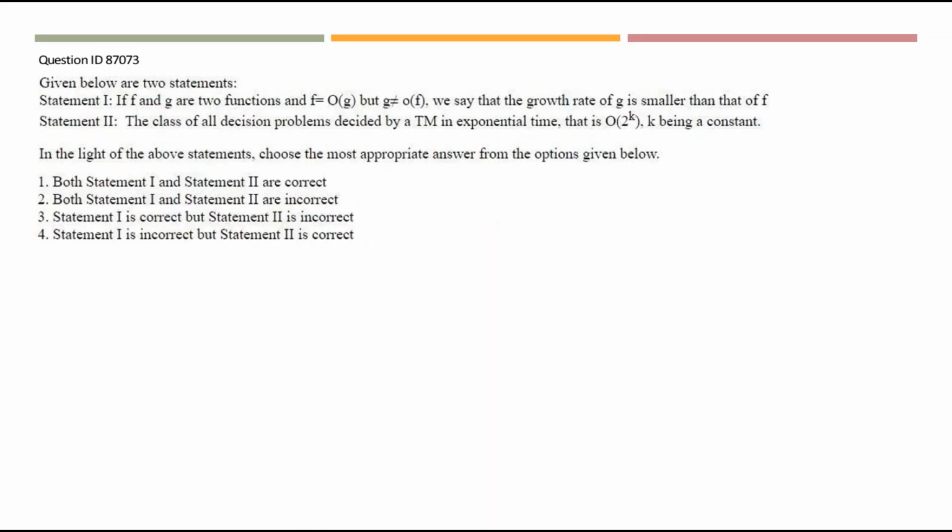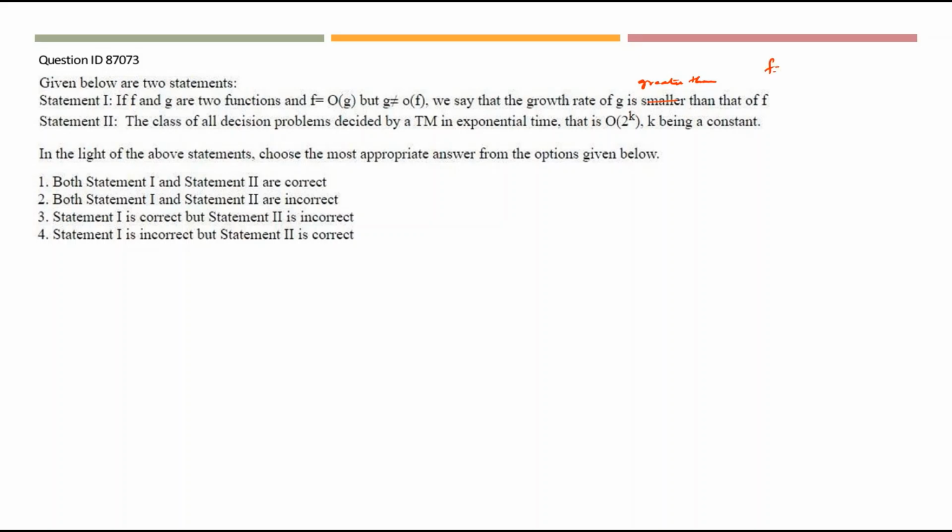If f and g are two functions and f is equal to O of g and g is equal to O of f, we say that the growth rate of g is smaller than that of f. For the same statement, the actual growth rate of g is greater than that of f, not smaller. We have seen proofs related to this in Unit 7 regarding asymptotically positive functions. Let me give you a small reminder.